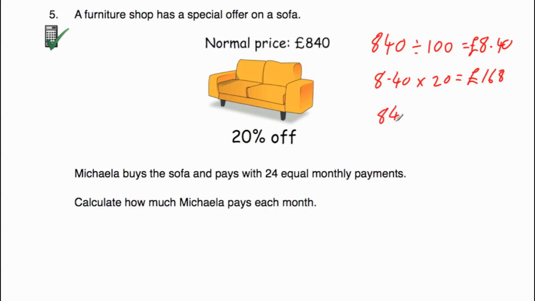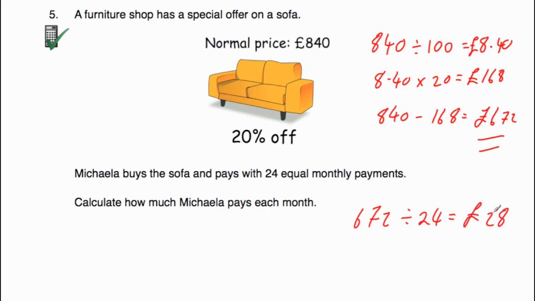So that means that Michaela's saving £168. We're going to take that away to see then what's left. So 840 take away 168 equals £672. So that means that Michaela must pay £672 for the sofa. Now, Michaela's paying monthly. She's paying 24 equal monthly payments. So if we take the 672 and we divide that by 24, we can find out how much Michaela needs to pay each month for the sofa. So if we divide it by 24, that's equal to £28. So Michaela will pay £28 a month for 2 years for the sofa.